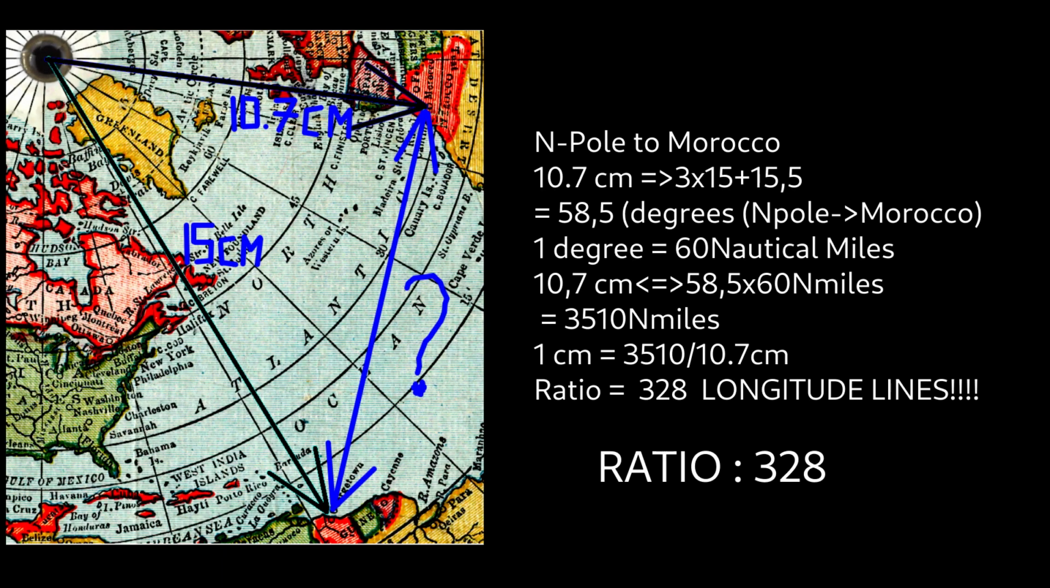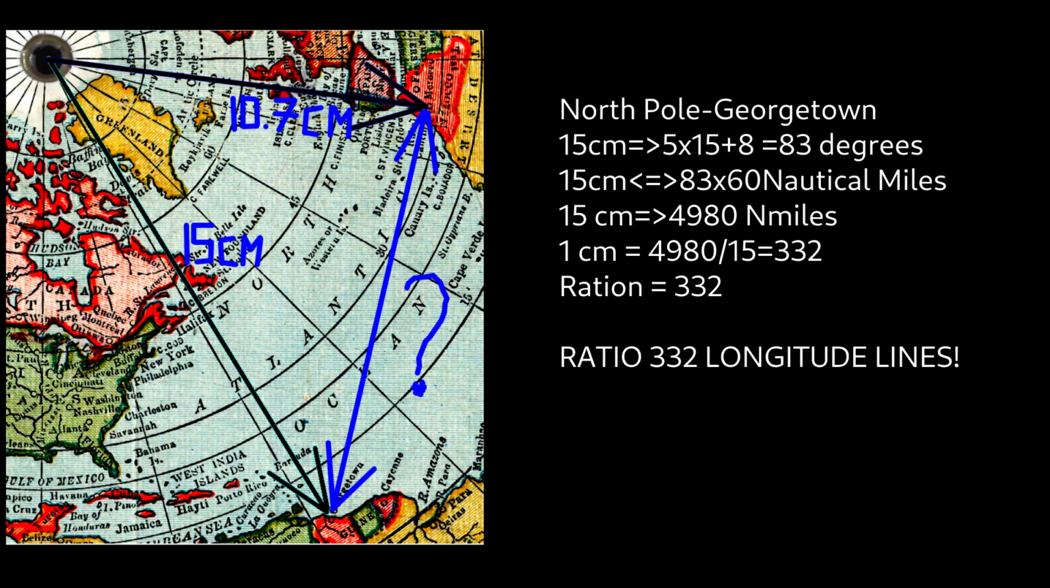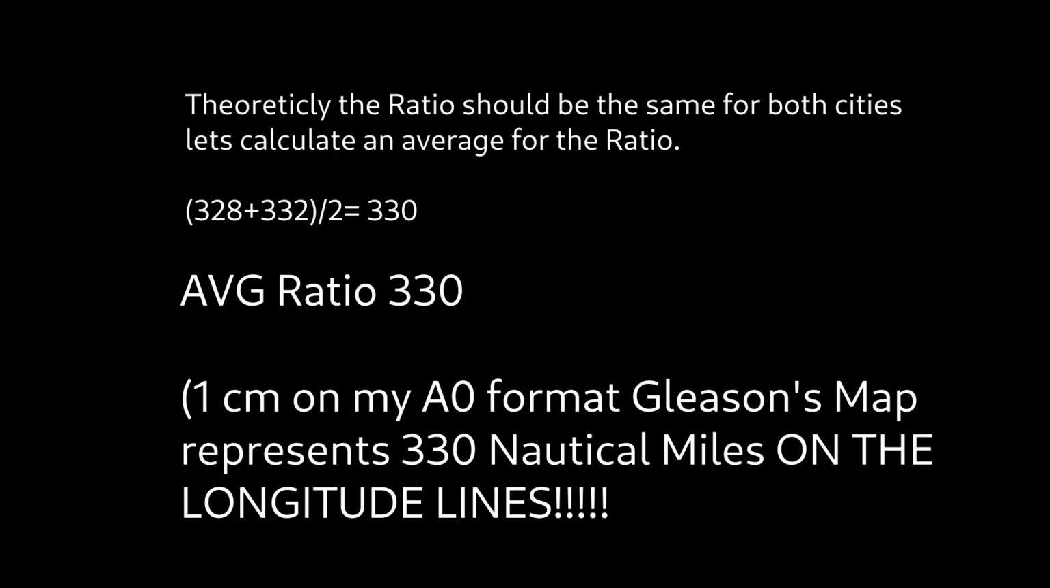Back to the Gleason's map. We know the distance in centimeters from the North Pole to Morocco. We know the scale on the longitude line. It is 60 miles to the degree. Now we can calculate the ratio. We could do the same for Georgetown. Theoretically, both ratio should be the same.